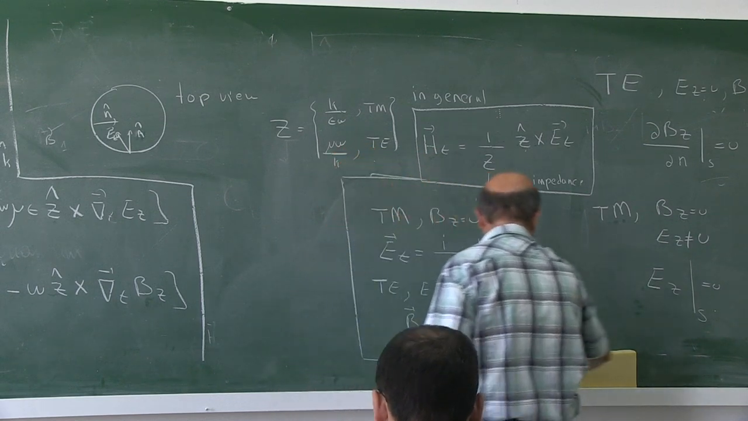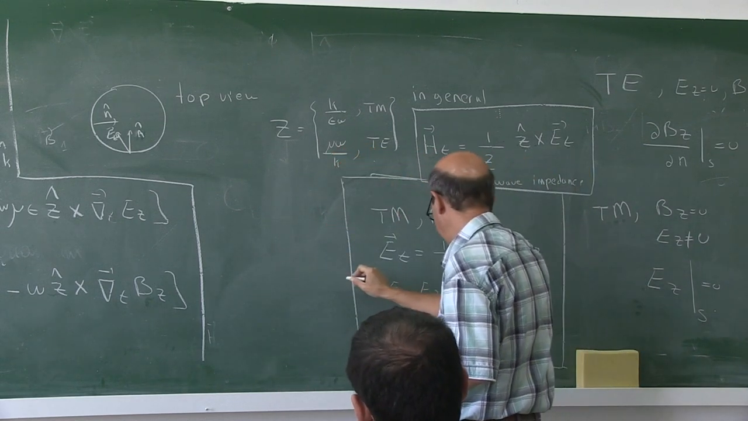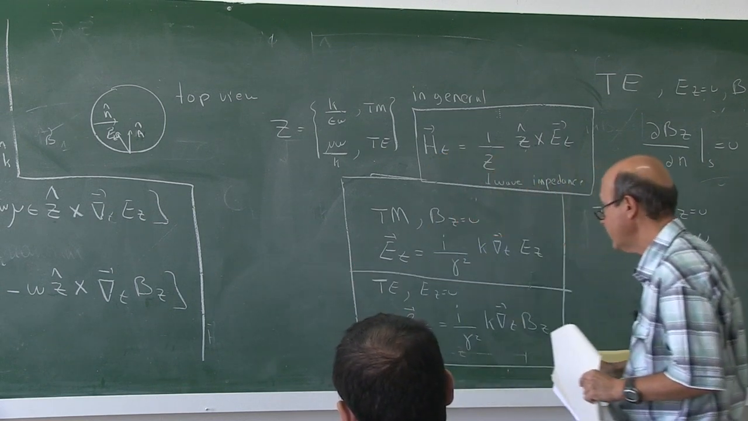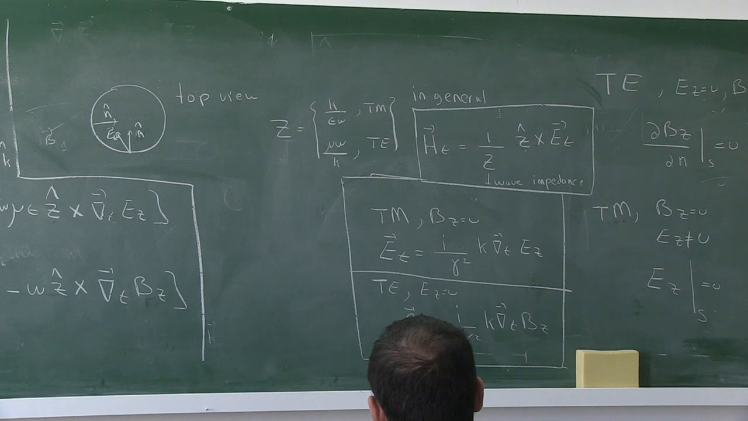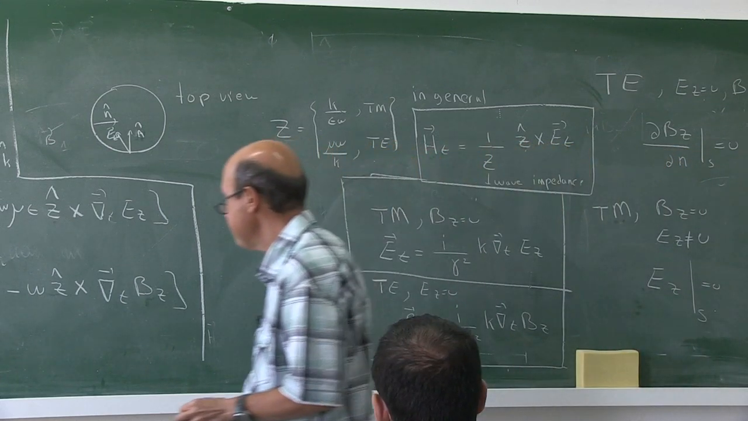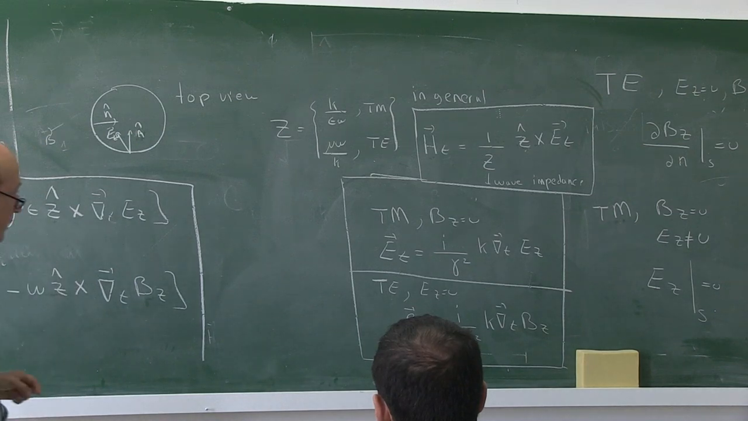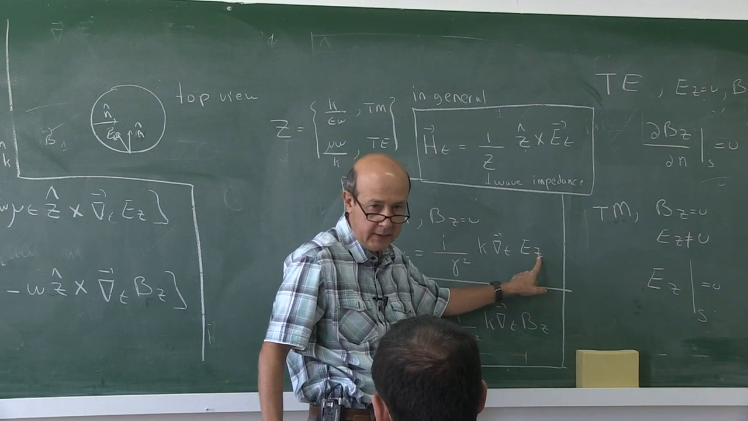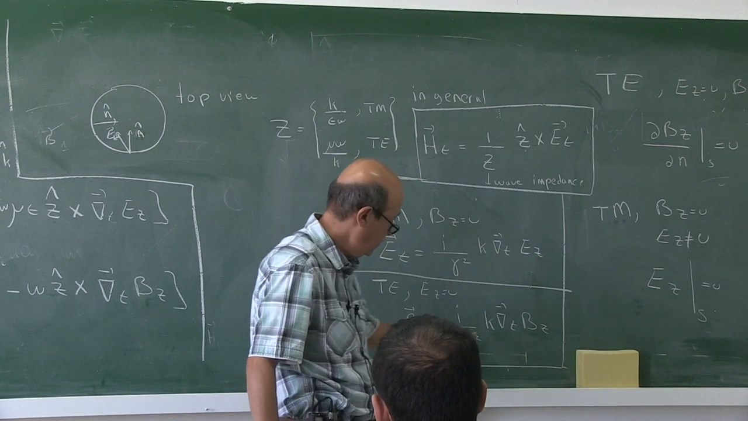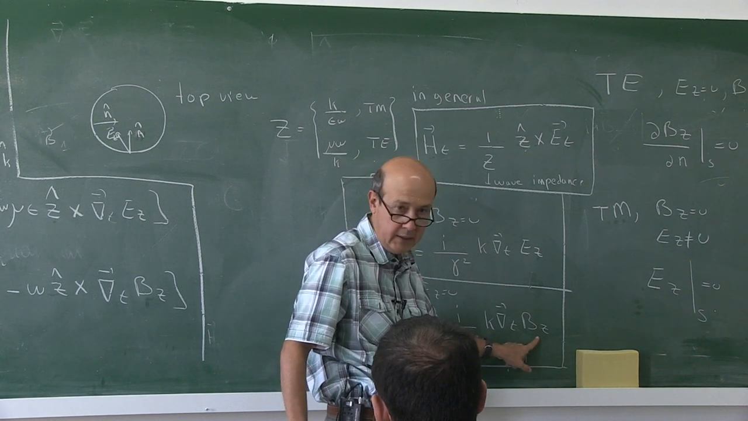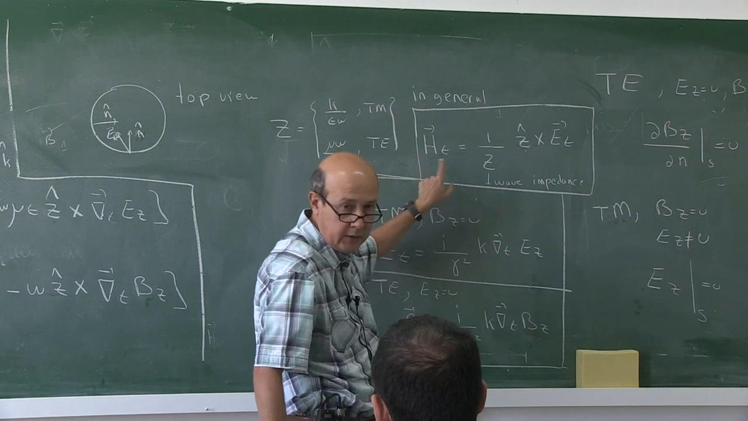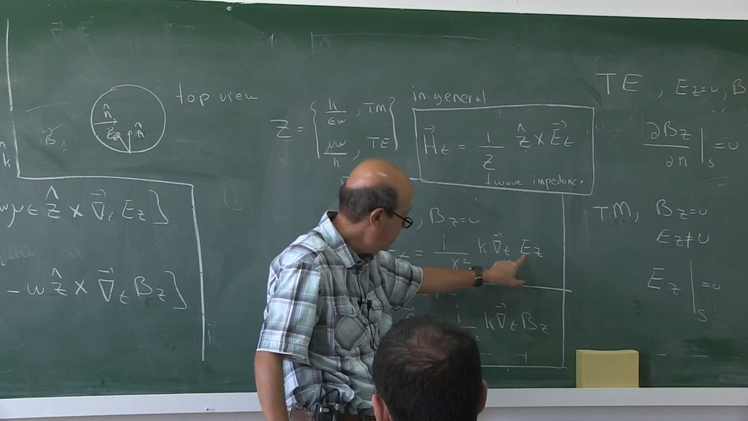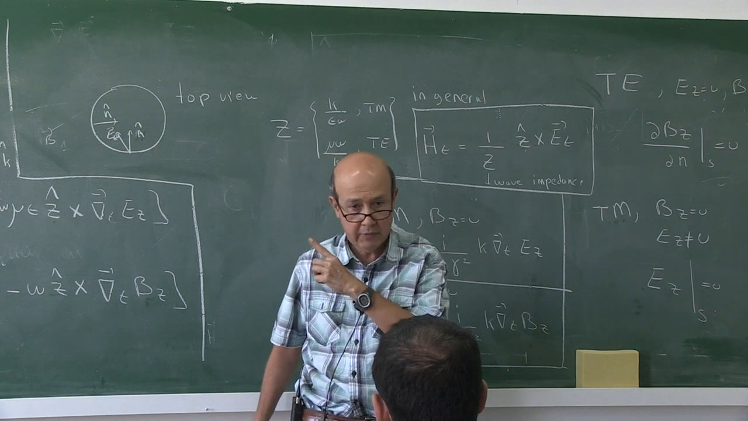So for two different waves, TM and TE, we have the relation for the E transverse and B transverse. E transverse is related with the gradient of the BZ. B transverse is related with the gradient of the transverse of the BZ. Once you know those things, you can calculate the other. How can I find this BZ and EZ from the wave equation?